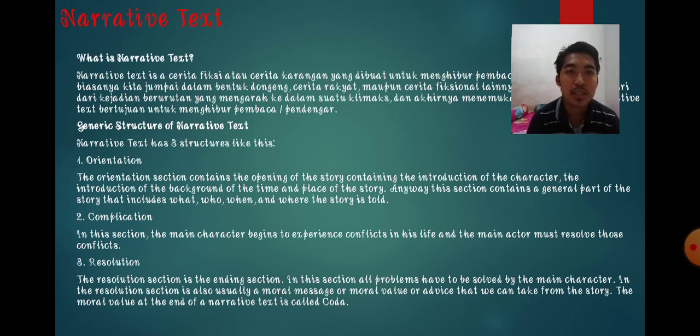Second, complications. In this section, the main character begins to experience conflict in his life, and the main actor must resolve these conflicts. And the third is resolution. The resolution section is the ending section. In this section, all problems have to be solved by the main character. In the resolution section is also usually a moral message or moral value or advice that we can take from the story. The moral value at the end of narrative text is called coda.